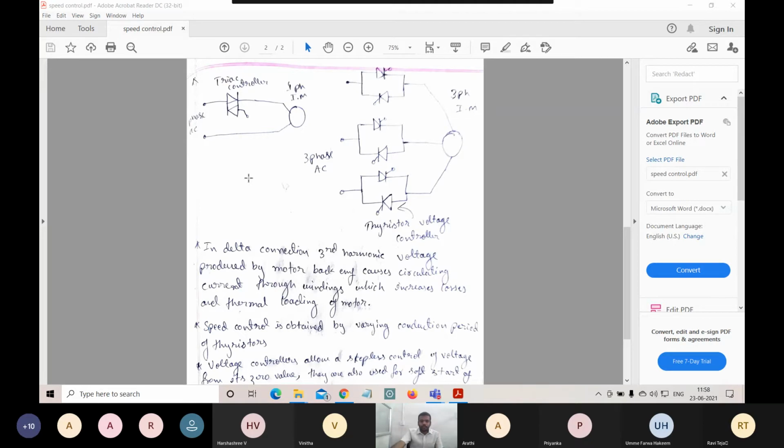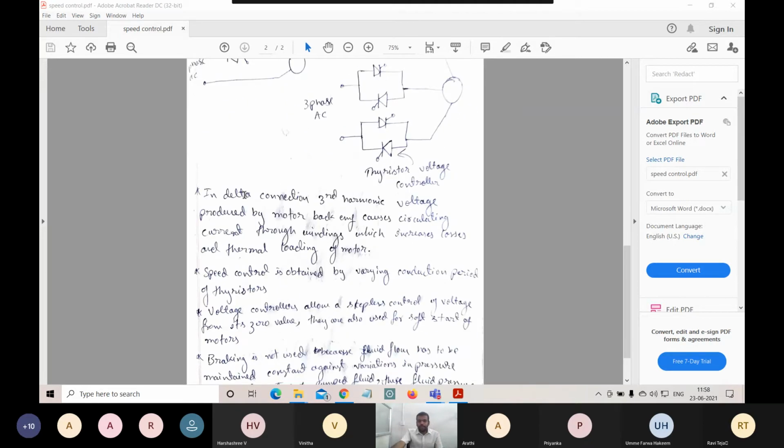And the speed control is obtained by varying the conduction period of thyristors. Because of the availability and the good technique, we are using thyristor control techniques by using AC voltages. So this speed control we obtain by varying the thyristor firing angles.